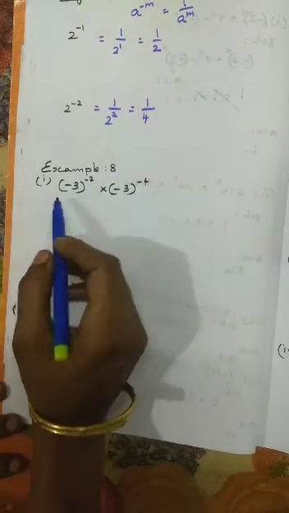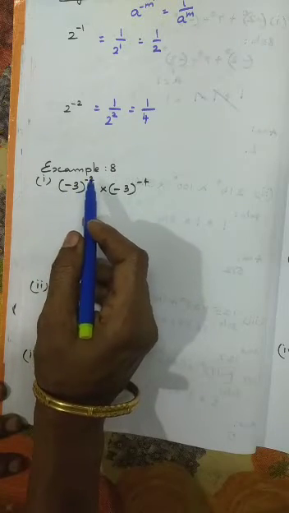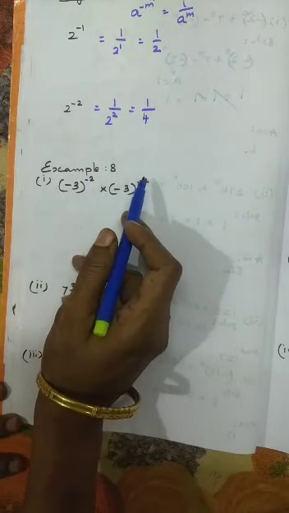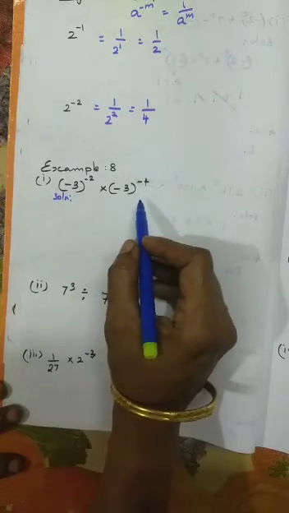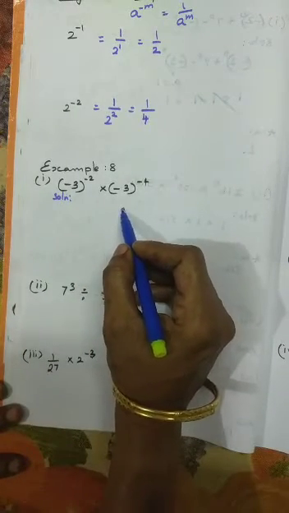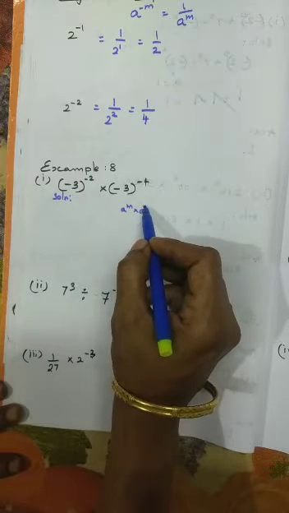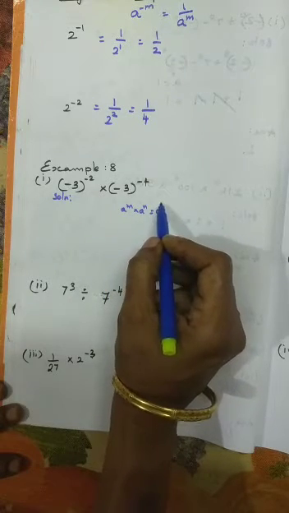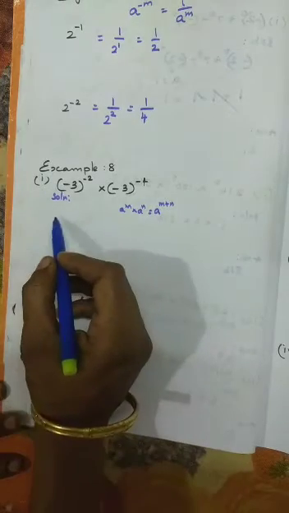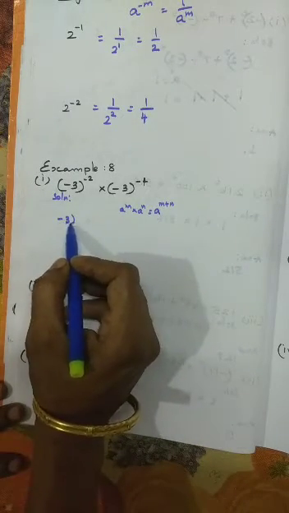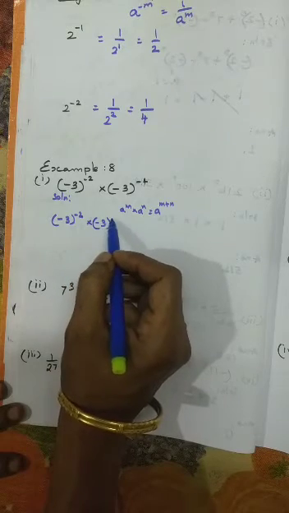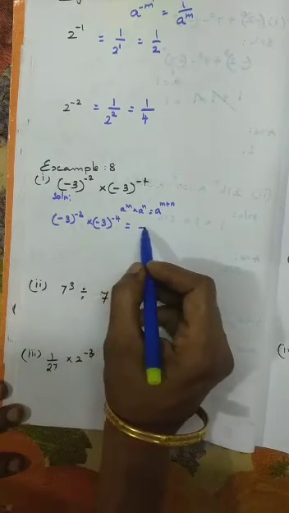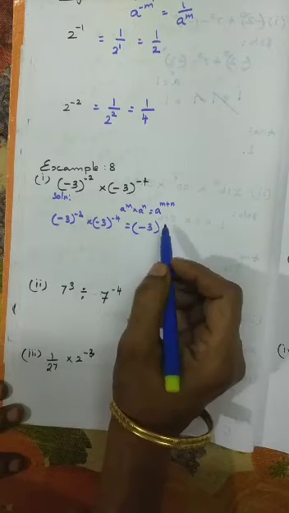Example 8. Minus 3 the whole power minus 2 into minus 3 the whole power minus 4. Solution. Here we know the product rule: a power m into a power n equal to a power m plus n. So minus 3 the whole power minus 2 into minus 3 the whole power minus 4. The bases are same, so you take it one time.